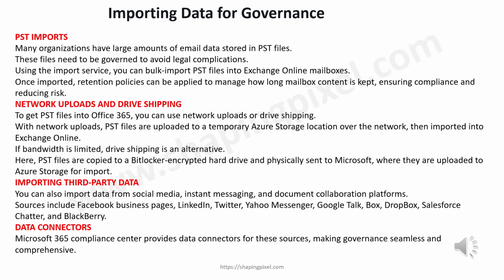To get PST files into Office 365, you can use network uploads or drive shipping. With network uploads, PST files are uploaded to a temporary Azure storage location over the network, then imported into Exchange Online. If bandwidth is limited, drive shipping is an alternative. Here, PST files are copied to a BitLocker encrypted hard drive and physically sent to Microsoft, where they are uploaded to Azure storage for import.